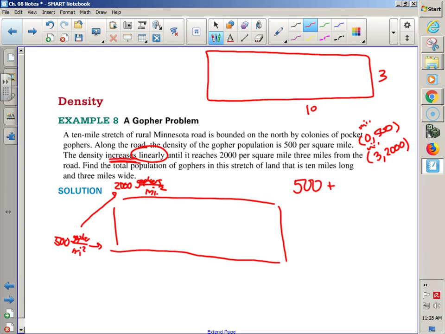Slope of a line? Rise over run? Yeah, that's what I think. How do we do rise over run? So what is my slope? It's not 2,000. 1,500 over 3, so therefore the slope is going to be 500. Does that work? So that's my d prime of n.